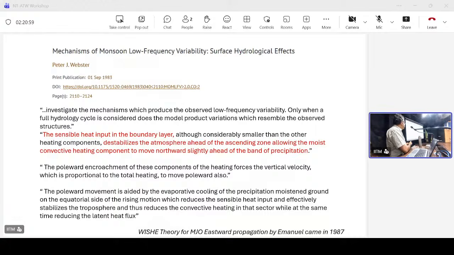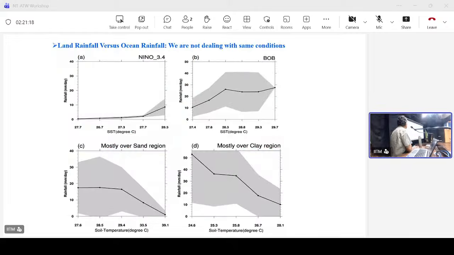And even we find that this is the Webster theory which gives MJO eastward propagation. It came in '87. It gives the eastward propagation, so it even came before that. So this is one of the ways we can think of how land surface hydrology is important here.